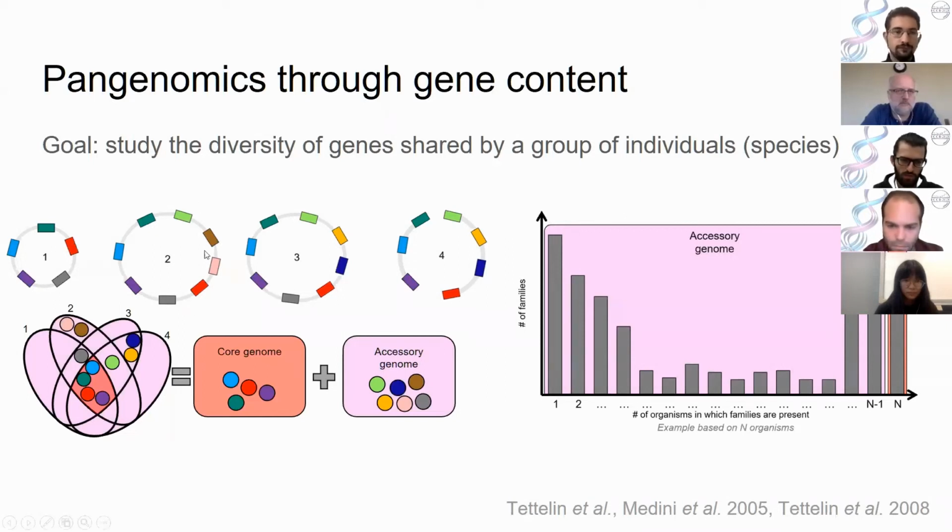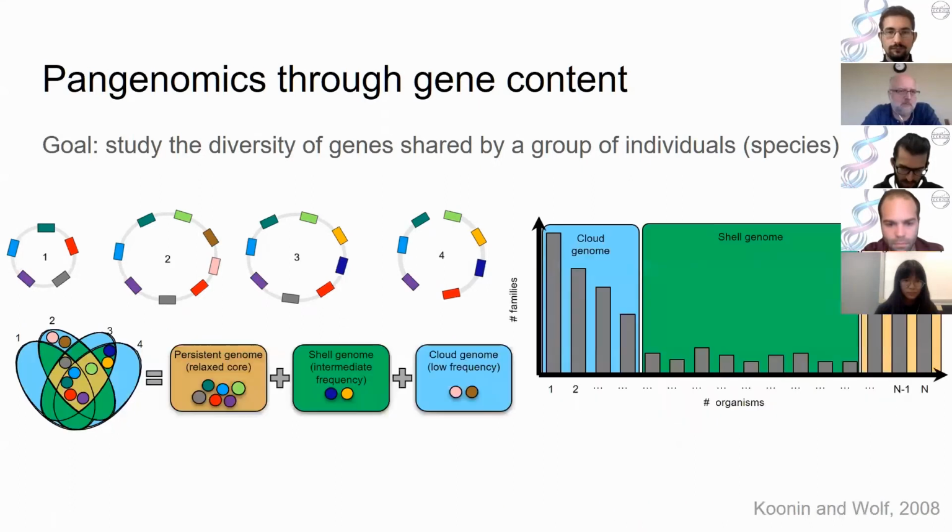A pangenome is built as such. First, genomes are annotated, then they are clustered into either homologous or orthologous gene families, and then they are partitioned into either core or accessory genome. The core genomes are genes that are present in all genomes of the species, and the accessory genomes are genes that are present in either one or multiple genomes of a given species.